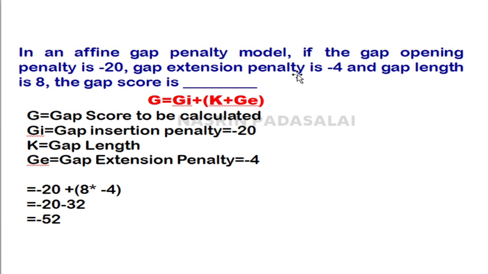And in the affine model, you are going to see a gap opening penalty and a gap extension penalty will be there, and this is the formula to find the gap score in the case of the affine gap model, that is G equal to GI plus K times GE. So G is the gap score to be calculated, GI is the gap insertion penalty which is -20, K is the gap length, the number of nucleotides missing, and GE is the gap extension penalty that is -4. So if you apply it over here, then you can easily calculate it.